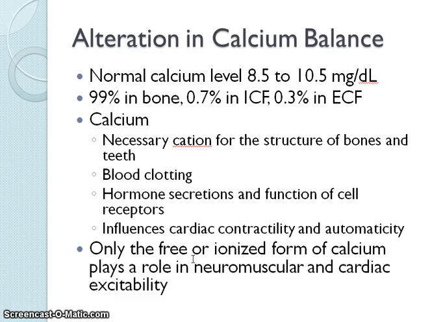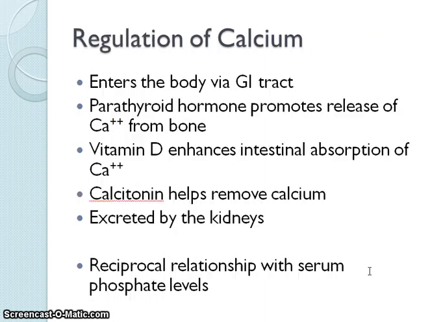Those things only get used by the free or ionized form of calcium. So there's 1% that's not in the bone. That's what we use for our neuromuscular and cardiac activity. We get calcium through our GI tract.